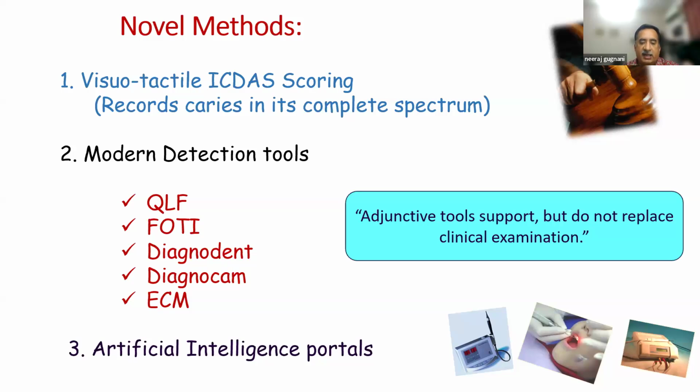There are many AI portals also coming, and there is a specific portal for ECC detection by University of Rochester. You can just Google that and you can find a link to that AI portal. So we have modern technological tools, but the most validated, most easy system, most recommended is the ICDS system. And you should remember that these adjunctive tools support, but they do not replace the clinical examination. Because of the scientific and the histological validation, I still recommend everyone to read ICDS in detail.